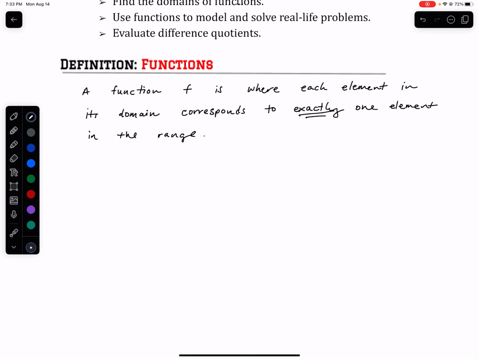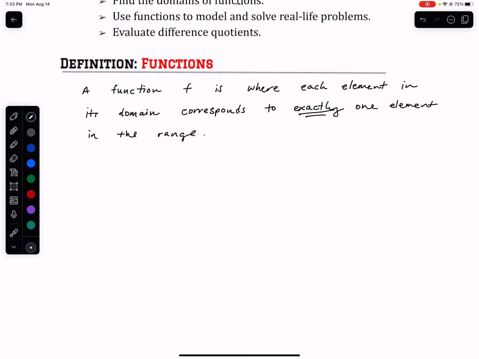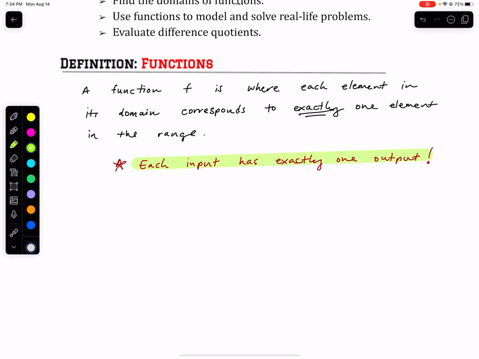So there's a couple ways that we can visualize this and determine this. We can use a graph, we can use a table, we can actually use equations. But the important thing that you guys must know is each input has exactly one output. So highlight this so you guys know this.